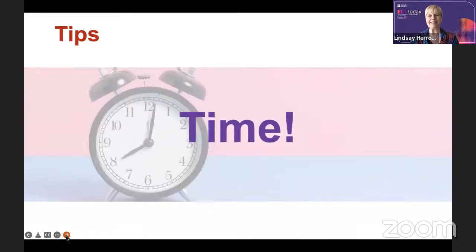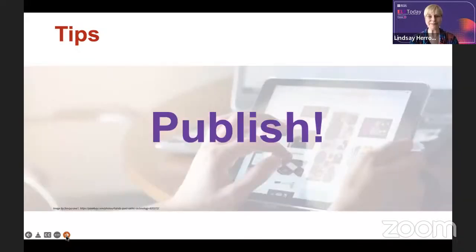Another tip to keep in mind is time. You have to allow sufficient time to finish the projects. Now, I'm going to introduce to you some tools that are very fast, so you can probably finish a video project in maybe 1 or 2 class periods, say 2 hours maybe, or maybe it's a bigger project and you want to give them more time. That's definitely possible too. And don't forget to publish.